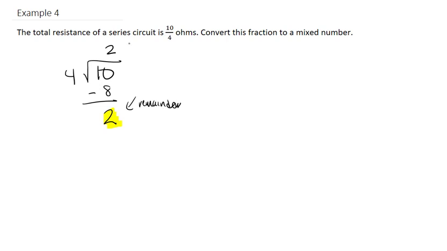And then our whole number is 2. So when we go ahead and rewrite this, we would go ahead and write 2, because that's our whole number. And then it's 2/4, because we keep our same denominator. And just to show where these are coming from, that's the remainder.